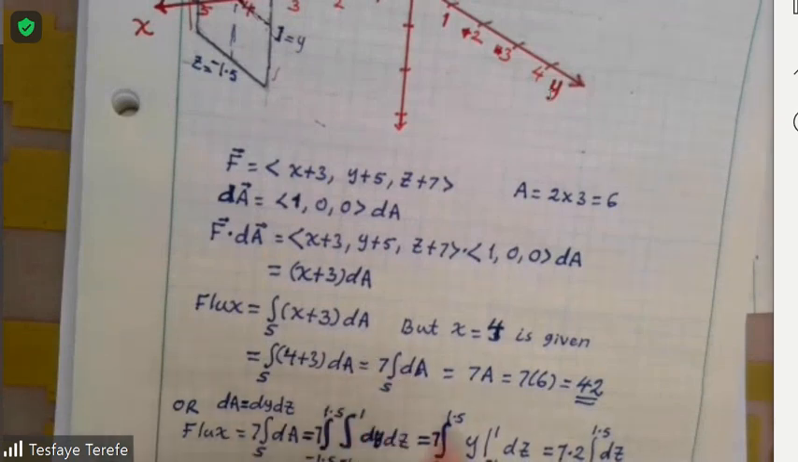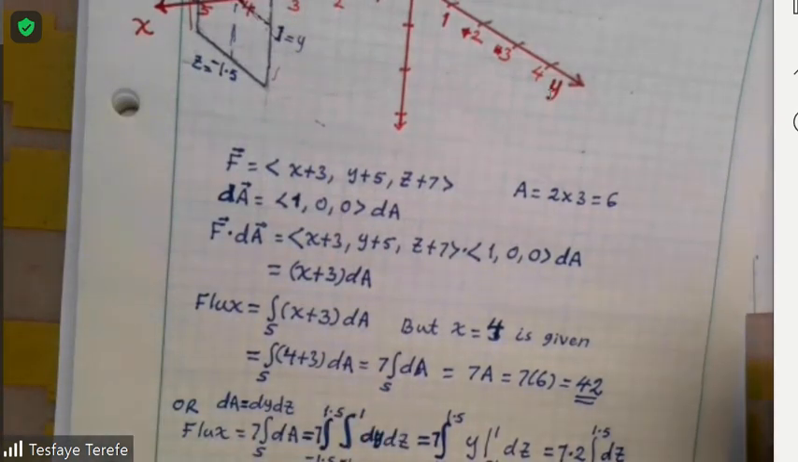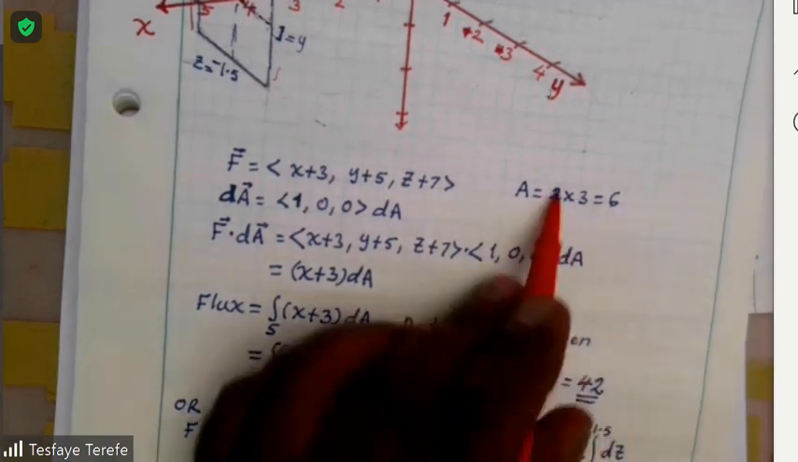The integral of this is going to be 7 dA. The integral of dA is A, 7 times A. A, I already calculated, 7 times 6, which is 42.